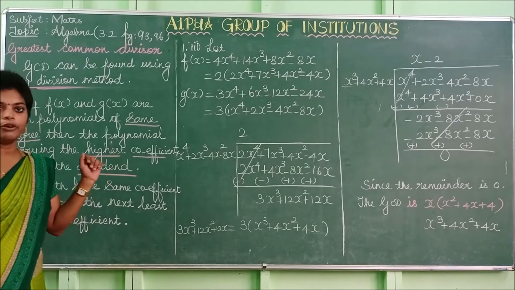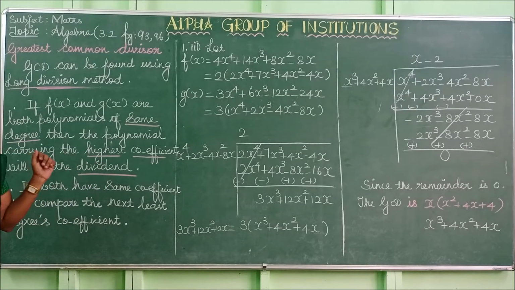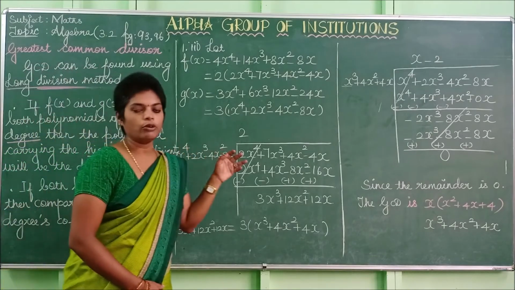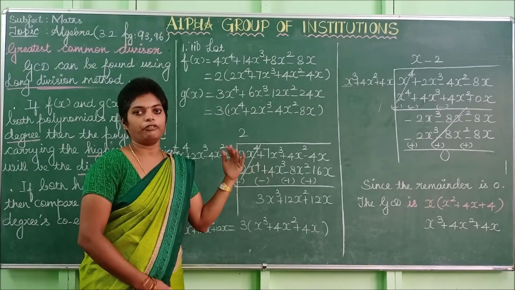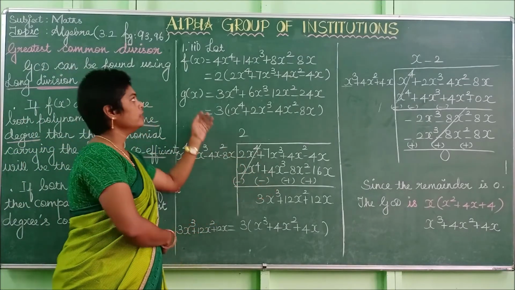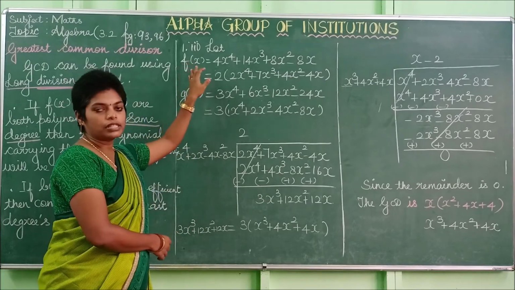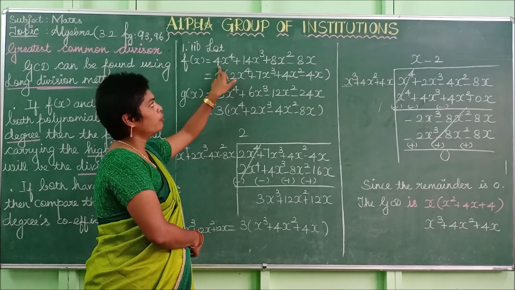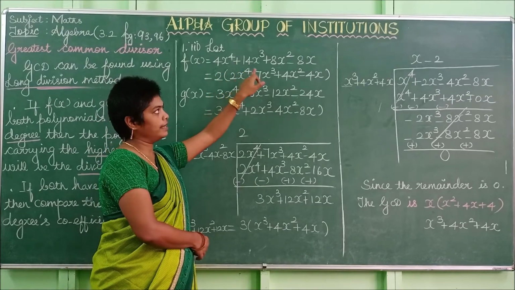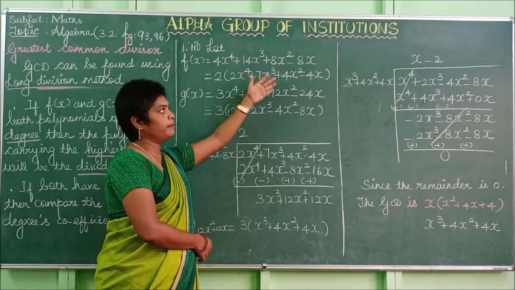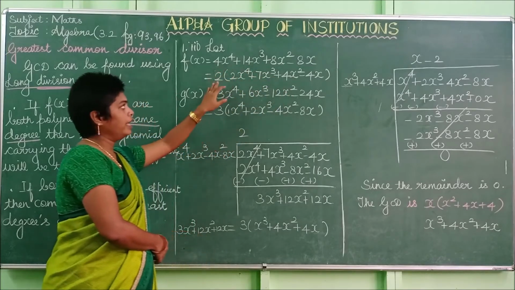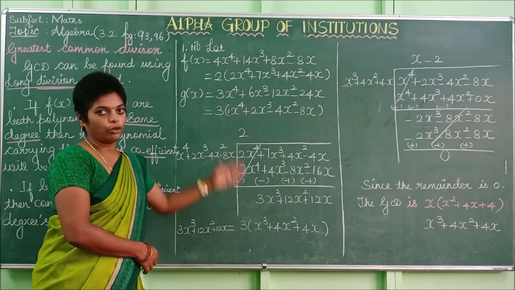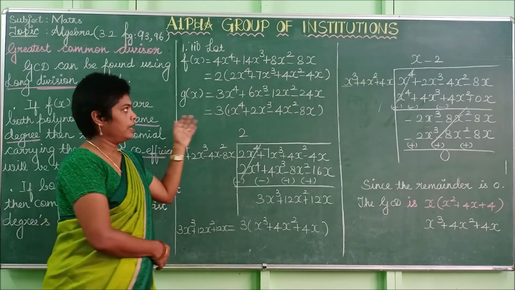In the first problem, you are going to find the GCD using the long division method. They simply give you the two polynomials only. You have to take them as f of x and g of x. So listen. Here I am taking the first polynomial as f of x. f of x is equal to 4x power 4 plus 14x cube plus 8x square minus 8x. Now, which of the coefficients come in the 2 table? You can simply take 2 as common.